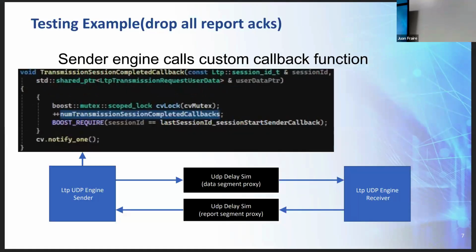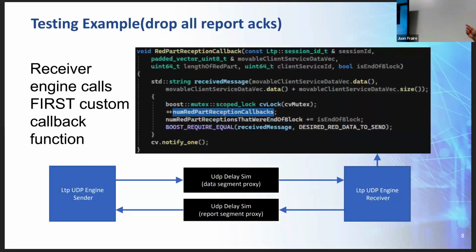And the next thing that's going to happen is that the sender engine is going to call a custom callback function that we've created within our unit test framework called the transmission session completed callback, meaning, hey, I sent the data out, here's a callback per the LTP specification. And in this case, all we're doing is we're incrementing a counter within our testing framework, number of callbacks there, as you see highlighted there.